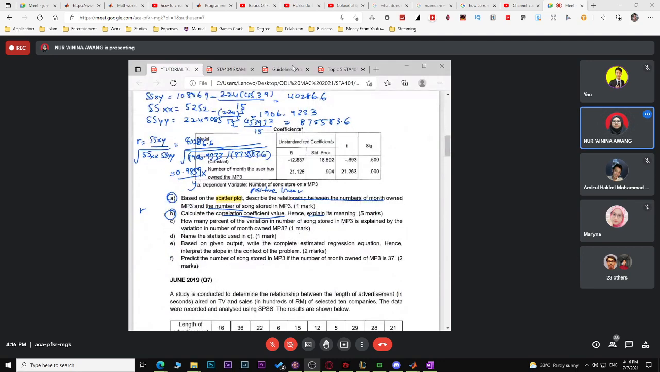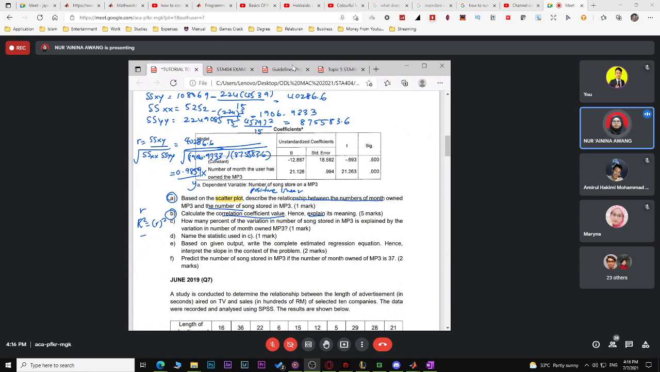And then for C, how many percent of the variation in number of songs stored in MP3 is explained by the variation in number of months on MP3? So you know that this is a question on the coefficient of determination. Okay, since the question asks you how many percent of the variation. So you need to first find the value for your coefficient of determination. So how to find the value? You need to square the value of your correlation coefficient. You need to square this value.